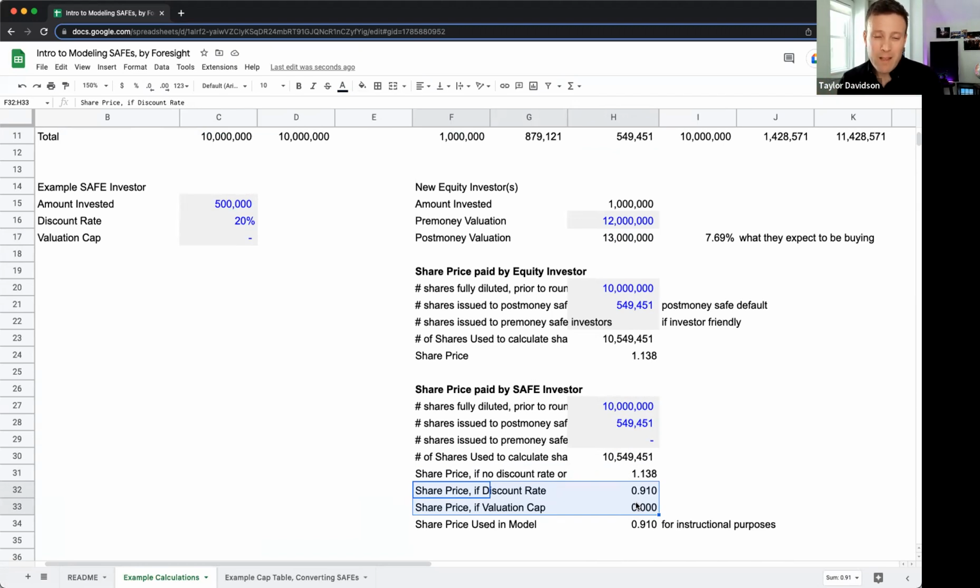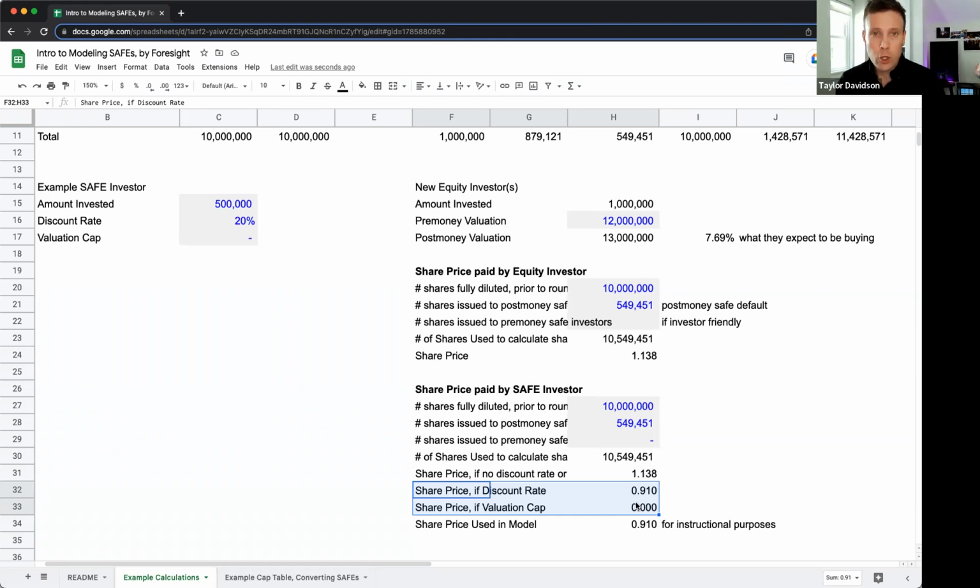And the effect of it, they're basically trying to say, I'm trying to create a structure that enables the SAFE investor to buy shares at a lower rate than the equity investor pays. Basically, it's a way to compensate them for the risk associated with their investment, from when they invested to when the equity round was raised.